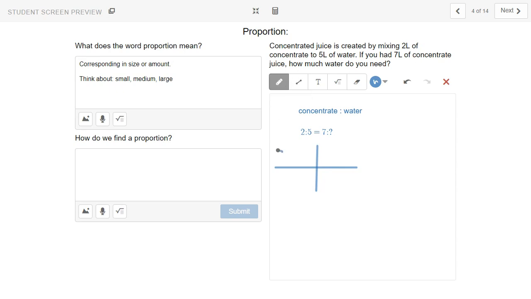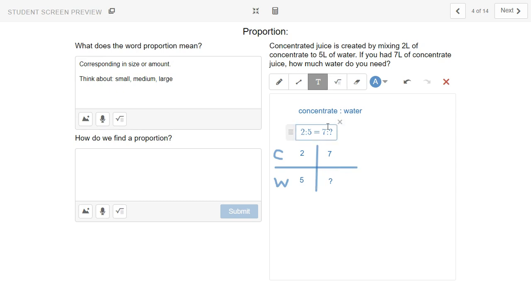I'm also going to sort it out. The first row is concentrate, and the second row, we're putting the value of water. So we have concentrate 2, water 5. The second one, we have 7 liters of concentrate and an unknown amount of water.